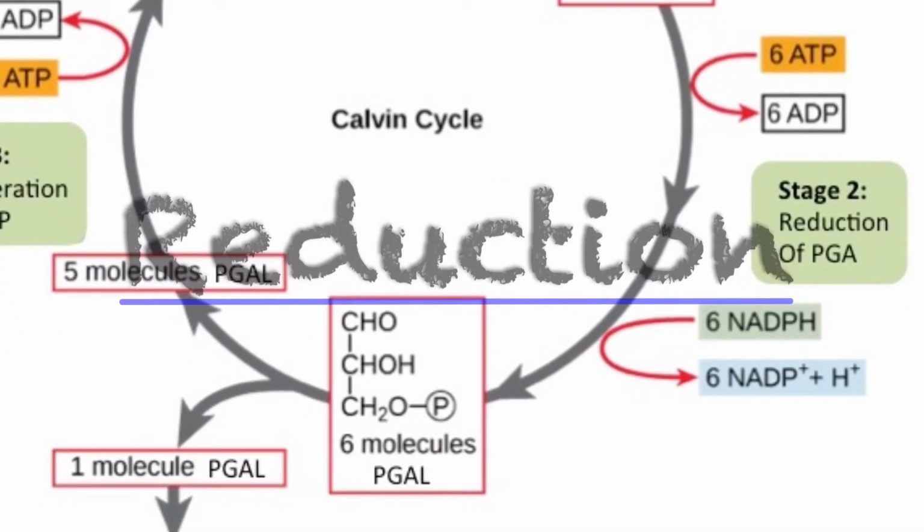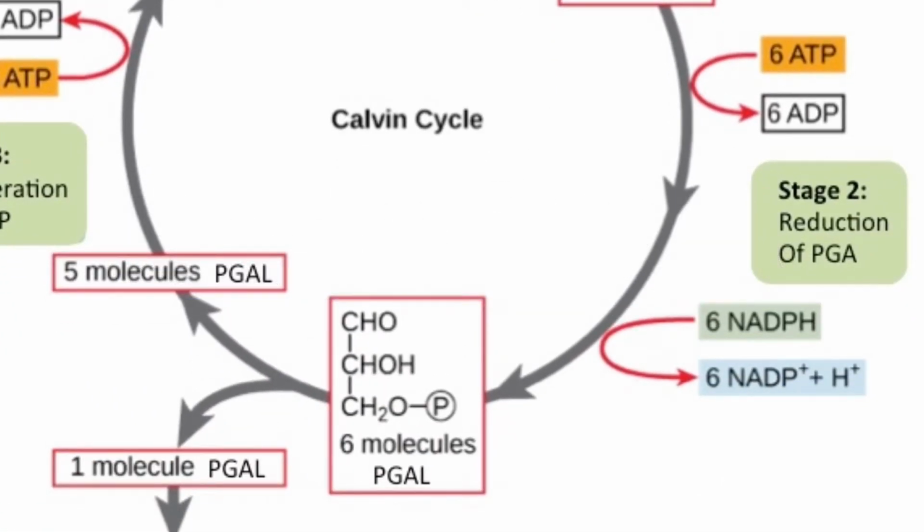A reduction reaction is when a molecule loses an electron. In this reaction, 6 molecules of both ATP and NADPH are used. For ATP, energy is released, converting it to ADP through a process known as hydrolysis. For NADPH, both energy and hydrogen atoms are lost, converting it into NADP+.